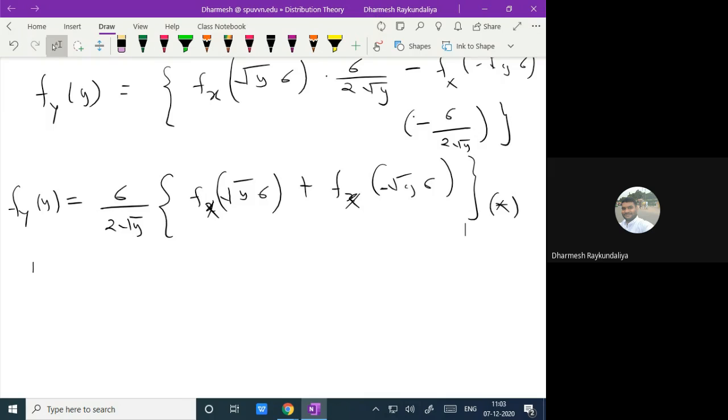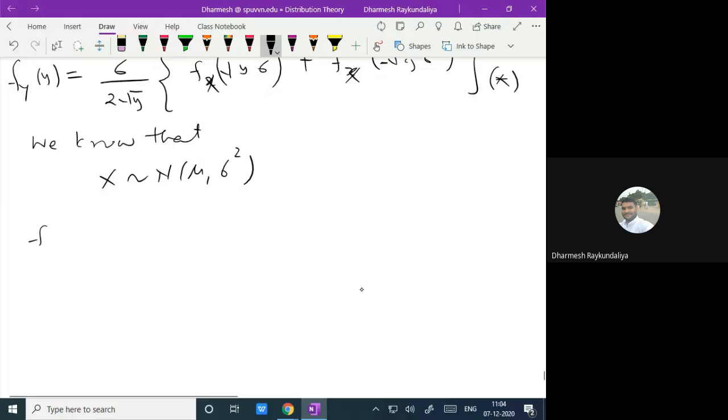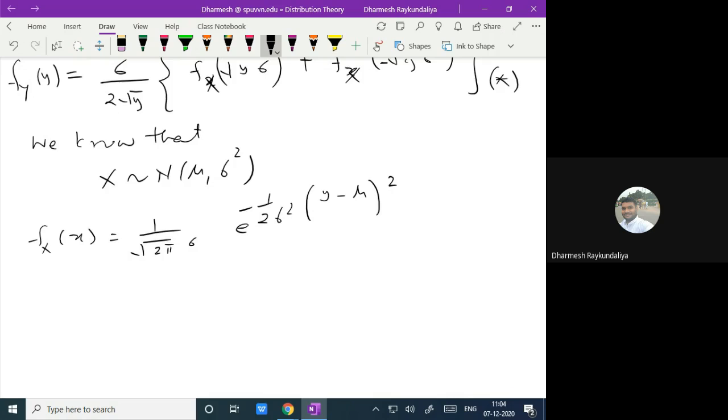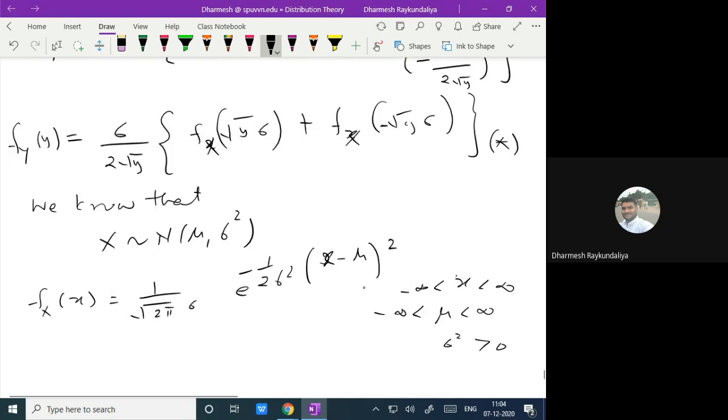It is 2 star. We know that X is distributed as normal with mu and sigma square. So what is the density of f_X? f_X(x) is nothing but 1 upon root 2 pi sigma e raised to minus half sigma square (x minus mu) whole square, where x lies between minus infinity to infinity, mu lies between minus infinity to infinity, and sigma square is greater than 0.